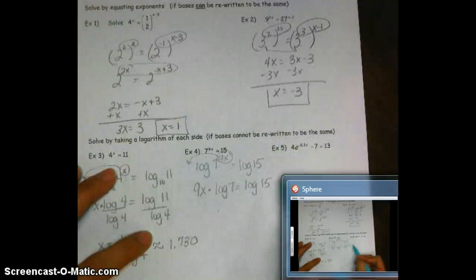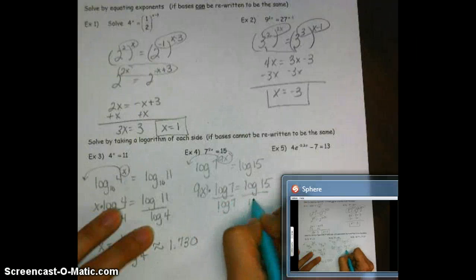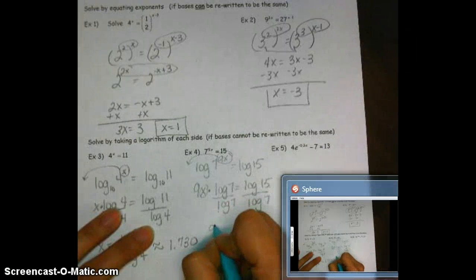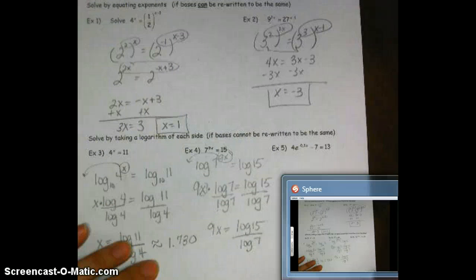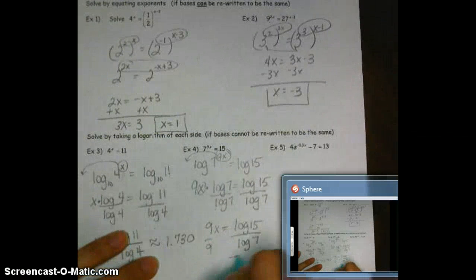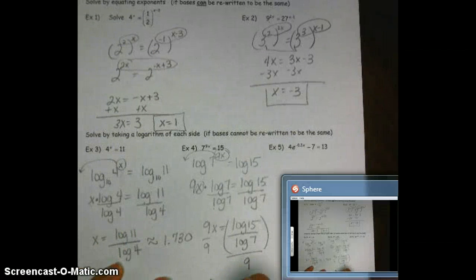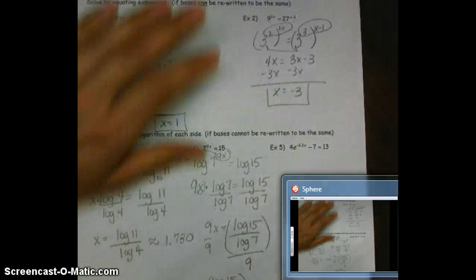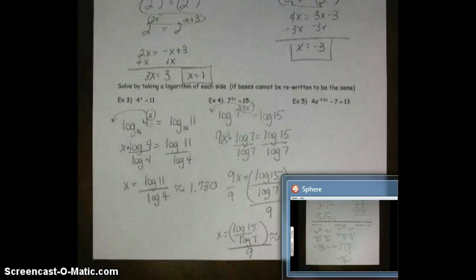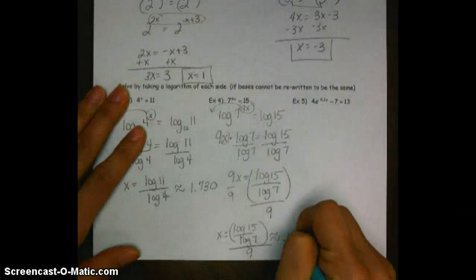Log 7 is a number, log 15 is a number, right? 9 is a number. I'm trying to isolate x, so first I'm going to divide by log 7. So then I have 9x equals log 15 over log of 7. And then to get x by itself, I just need to divide by 9. So an exact answer would be log of 15 divided by log of 7, quantity divided by 9. And if you had to estimate this answer, then it would be 0.155.